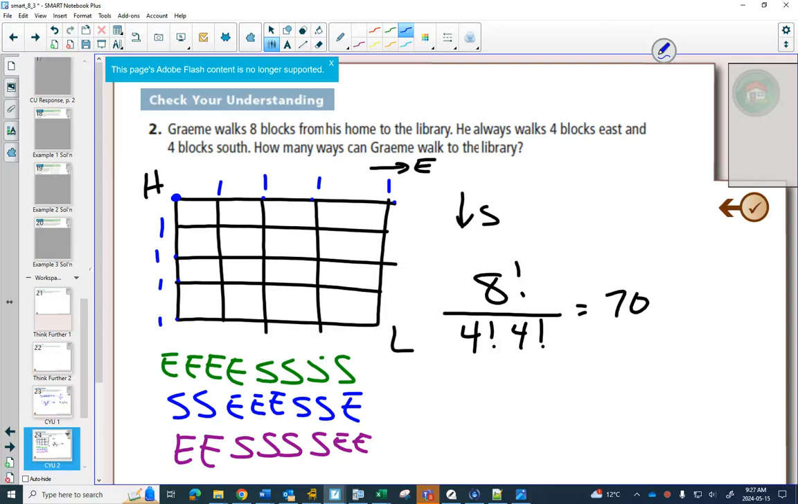But this one, can you see that you could get there either over and down or down and over? There would be 2 ways to get there. And this one, you could go over, down, down, or down, over, down, or down, down, over. There would be 3 ways to get to this one. And 3 ways to get to this one.